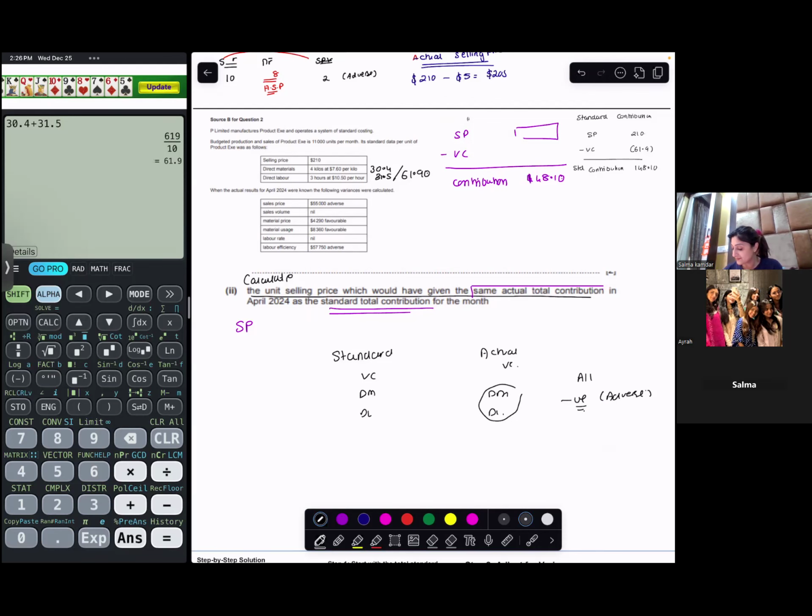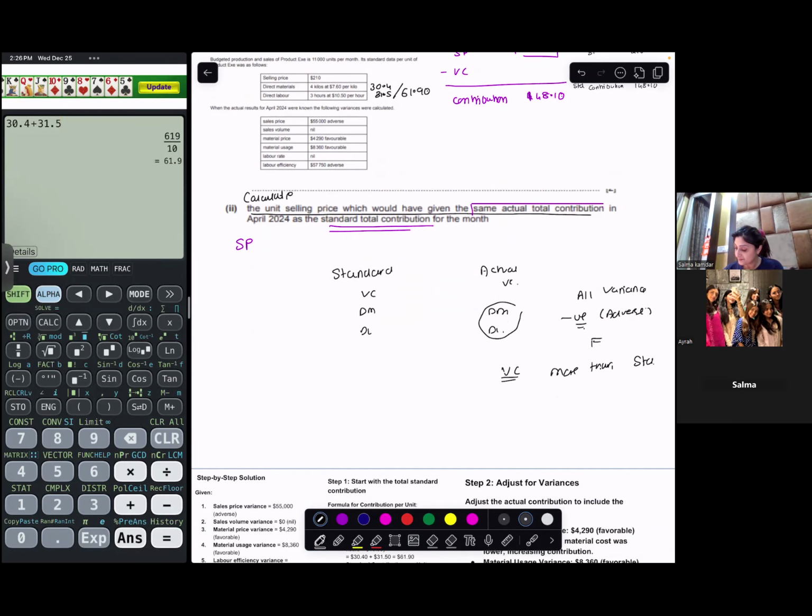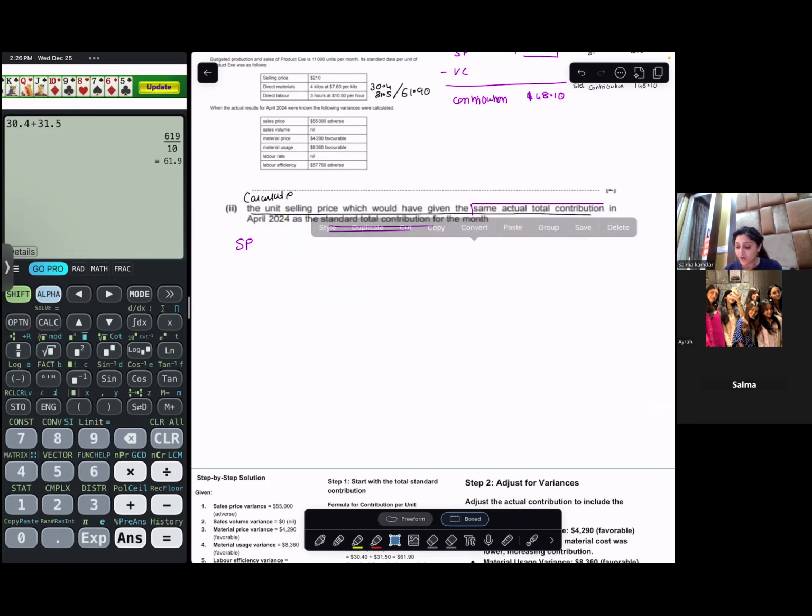what does it mean? That there was more of actual than standard. That means you've incurred more expenses, so your variable cost would be more than your standard. If all your variances are favorable, what would it mean? That you had less expenses, that your variable cost is less than the standard. So I will sum all my variances, only the variable cost ones, and see if it is positive or negative.